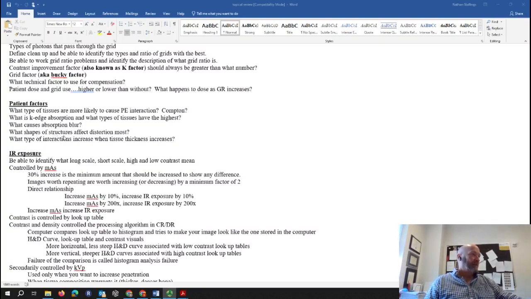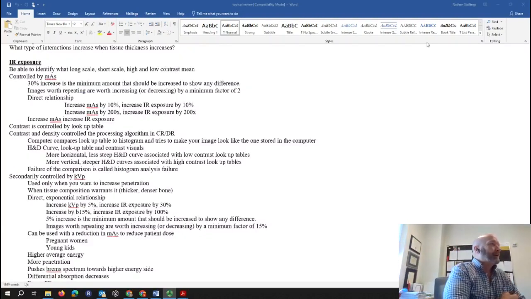What shapes of structures affect distortion the most, and that again would be spherical, because you just can't compensate for it. But any structure that does not follow the divergence of the central ray, that you can't put in a way that's parallel to the image receptor and perpendicular to the central ray, is going to give you distortion. But spherical would be the answer to that question. All right, so what type of interaction increases when tissue thickness increases? Most of the time what you're going to get is more scatter radiation. As thickness increases, that's usually going to be adipose tissue or soft tissue, and what we're going to get more of there is going to be scatter production.